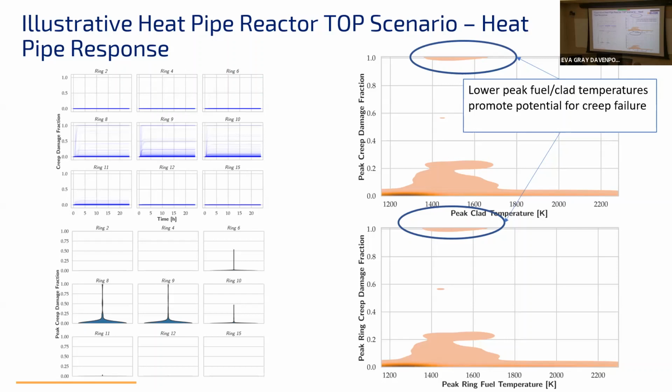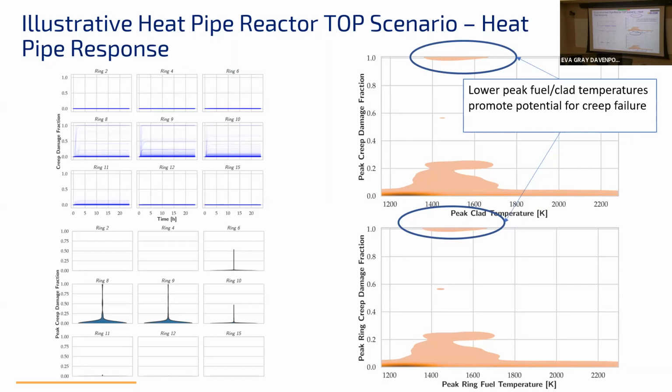Sorry, Mike. Can I ask, the figures are the same. The y-axis is different. Peak ring creep versus peak creep. What is the difference? Because they look the same to me. Oh, one's clad and one's fuel temperature. That's all. They basically run together. Okay, so that's the reason.